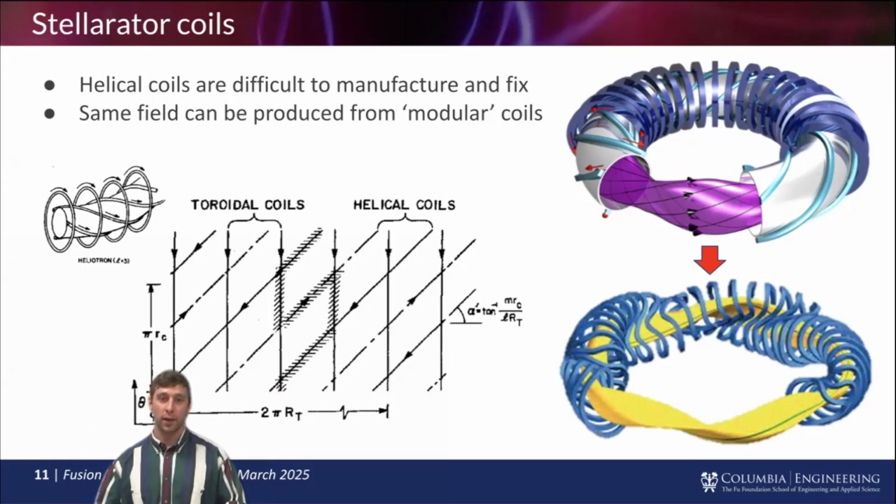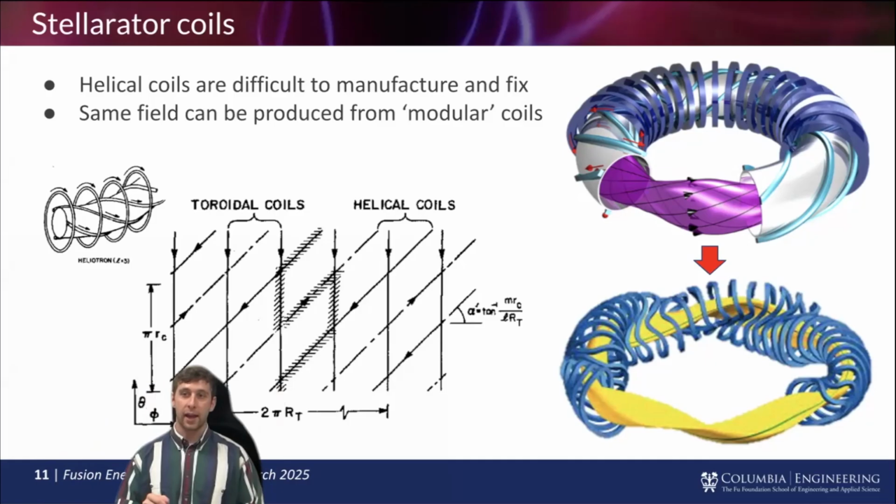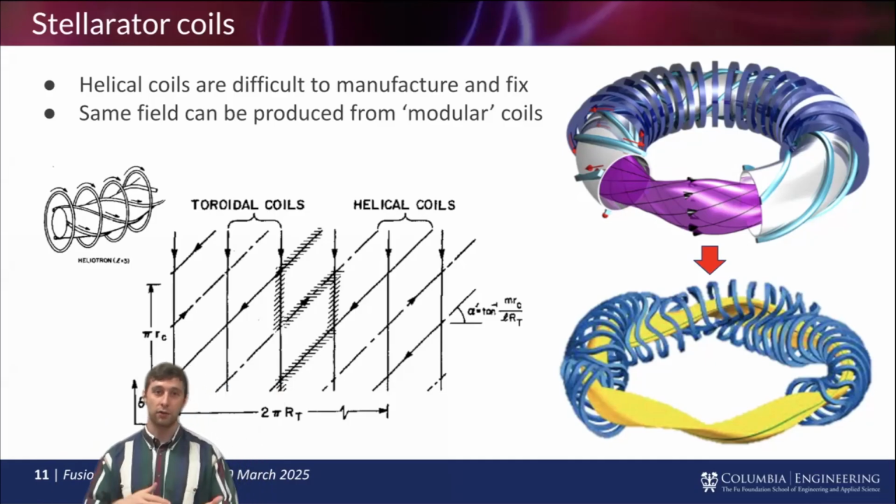So one of the ways that we can improve the manufacturability of stellarators is with modular coils. And modular coils, rather than dividing the toroidal field coil and helical field coil set into two different groups of coils, make one set of coils that have these complicated shapes that create the overall same effect of the pair of toroidal and helical field coils.